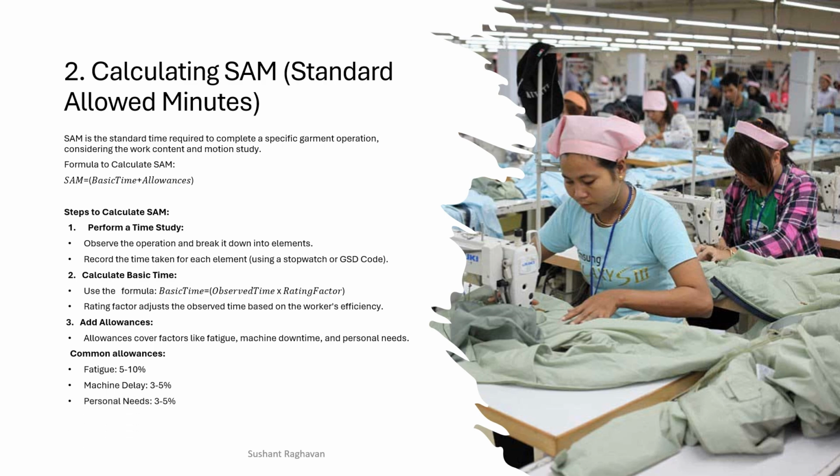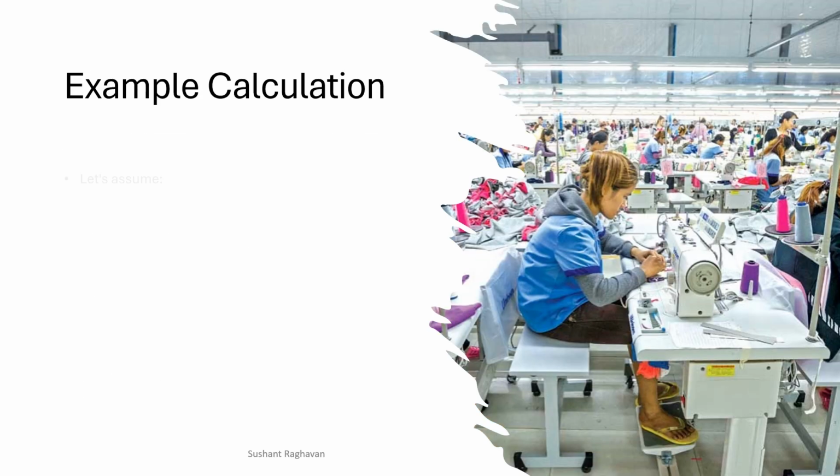Common allowances. Fatigue, 5 to 10%. Machine delay, 3 to 5%. Personal needs, 3 to 5%. Example formula. SAM is equal to basic time plus basic time into allowance.